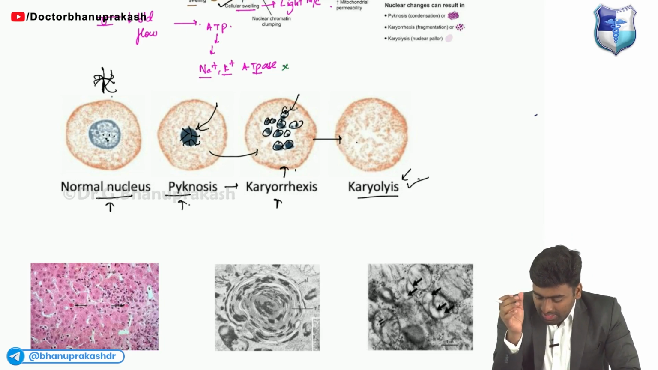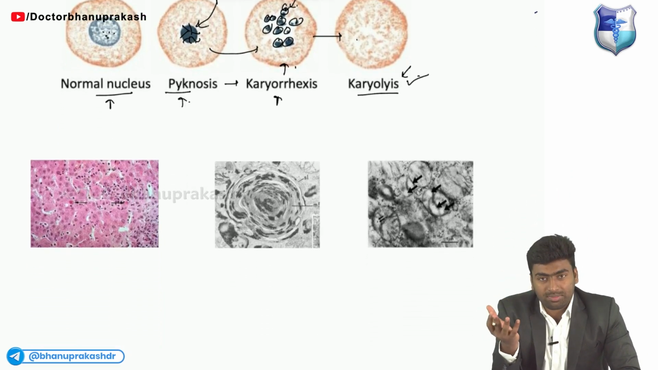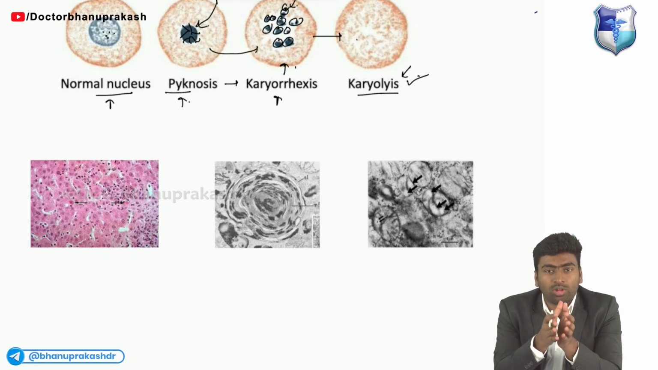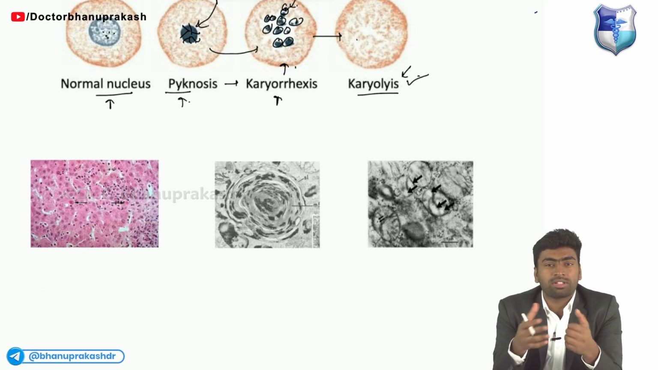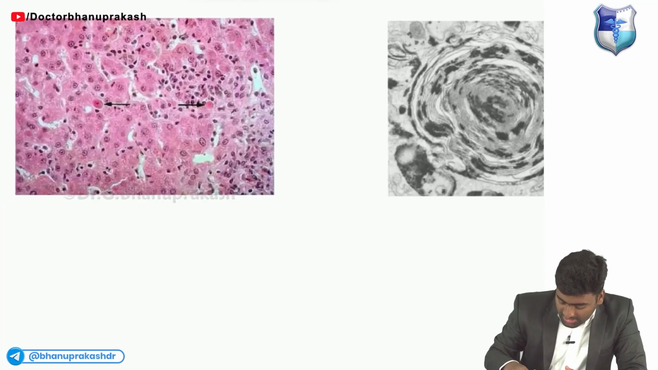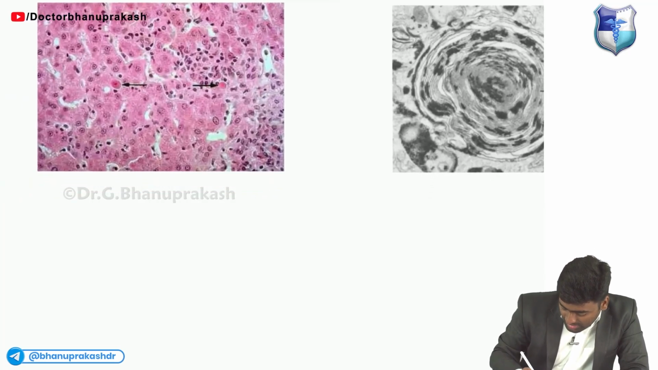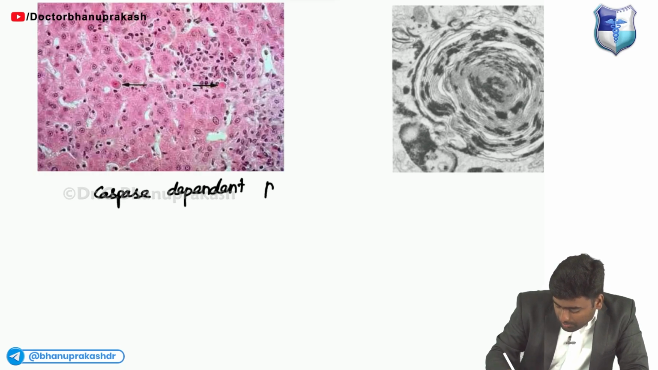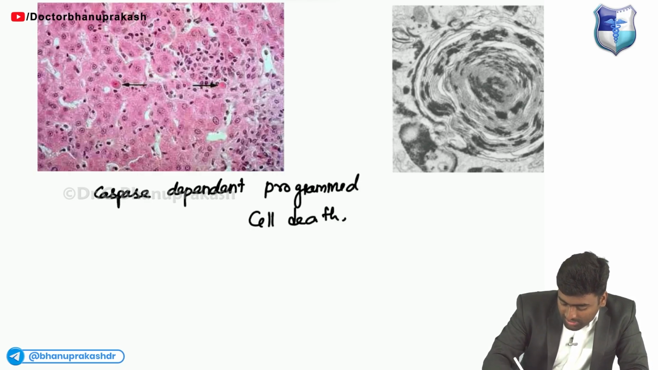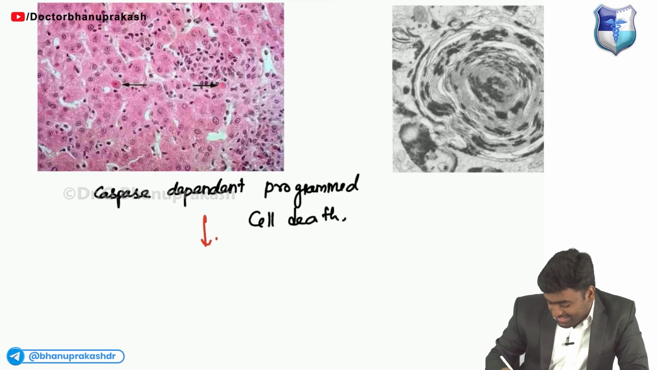And in a case of irreversible cell injury, there are different types. There might be programmed cell death, there might be non-programmed cell death. In a case of programmed cell death, we'll call it caspase dependent programmed cell death. And this type of caspase dependent programmed cell death, what is it known as? Hey guys, it is known as apoptosis.